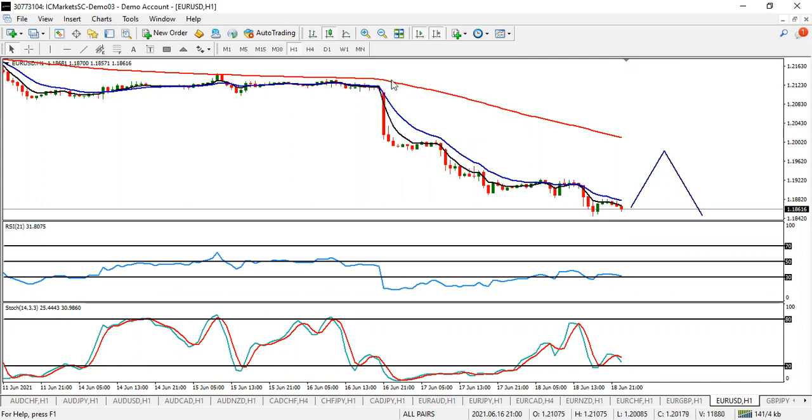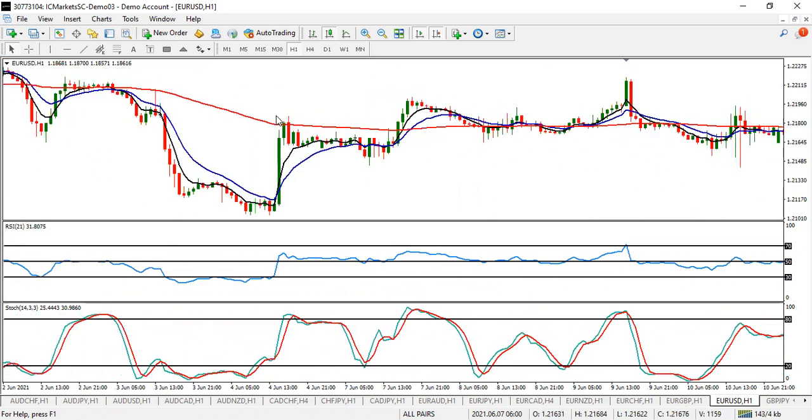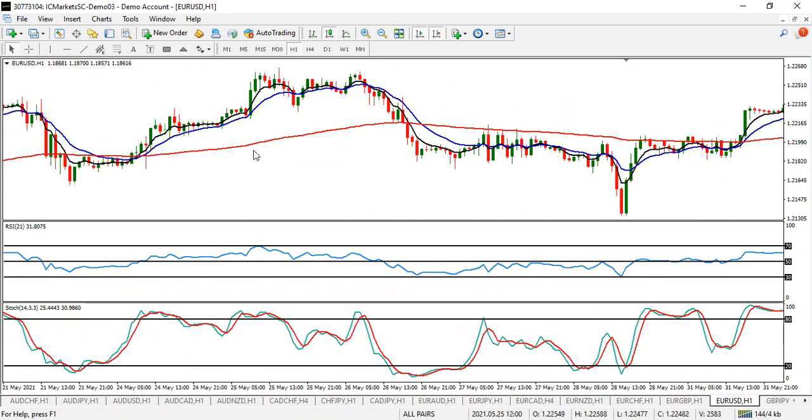Like I said, the 120 is just to filter the trend, to tell us if we are to look for a buy or a sell. Now, how do we use the 120 moving average? We only want to take a buy once price, the candlesticks, are above the 120 moving average. We only want to look for a buy entry.